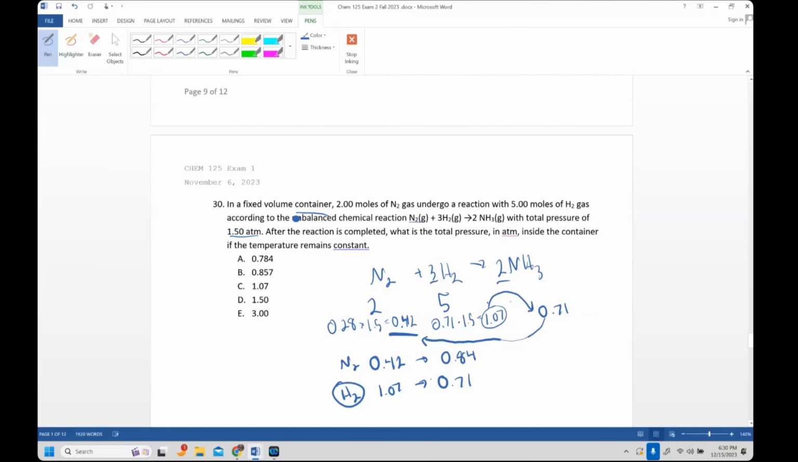So if 2 makes 1, 0.71 was made by 0.355. So what that means is that we started out with 0.42 and we used 0.355. If we subtract those two values, 0.42 minus 0.355, we get 0.065 atm. So the answer to the question, finally, is what is the total pressure after the reaction is completed? So we would take the product pressure, 0.71, and add it to 0.065.